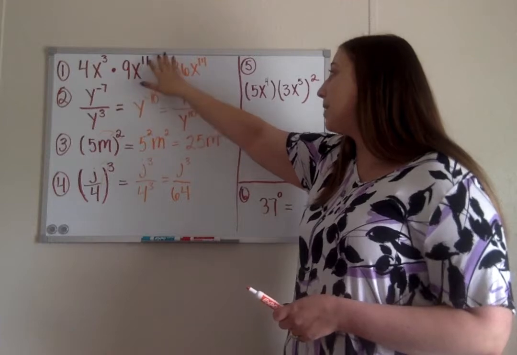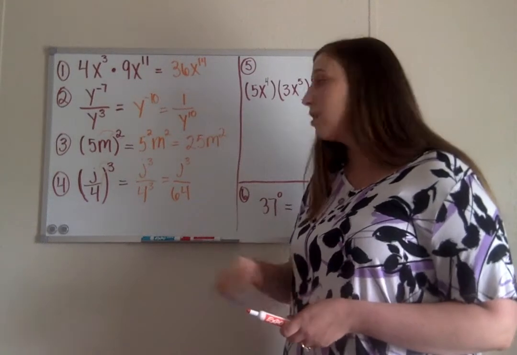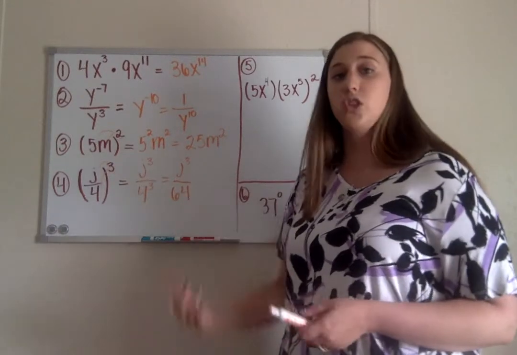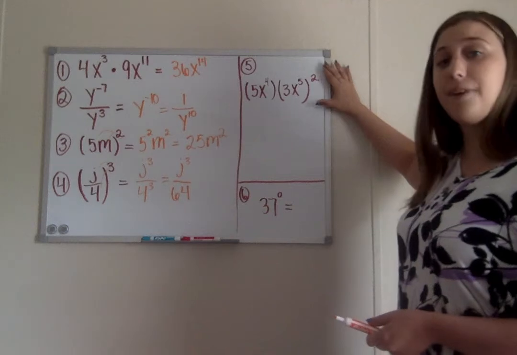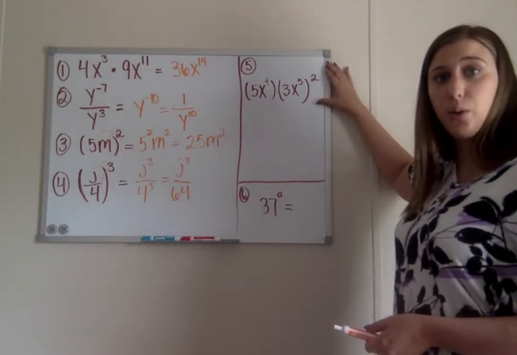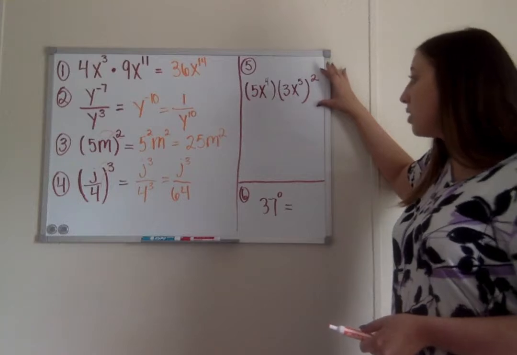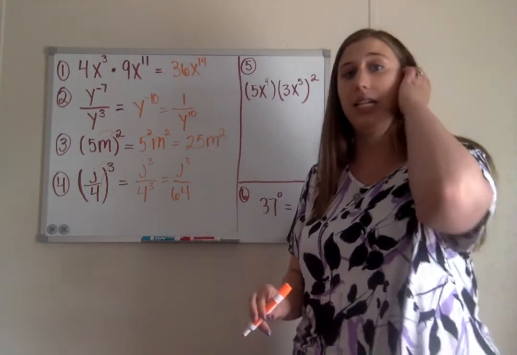When we multiply, we add the exponents. When we divide, we subtract the exponents. When we see parentheses, we distribute the exponent. Alright, so when we see problems like number 5, I understand this one is definitely more of a challenge to go through, but we do know how to do all of it already because it just combines all of those other properties we've seen here.